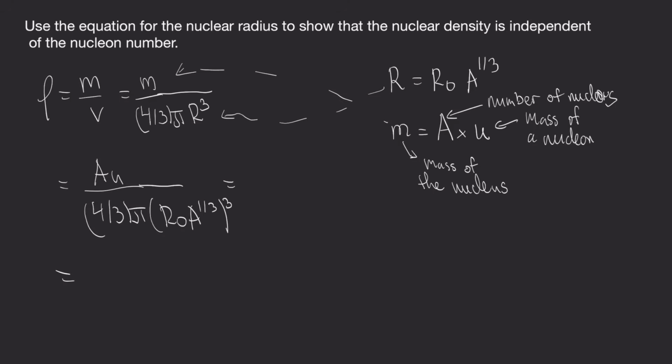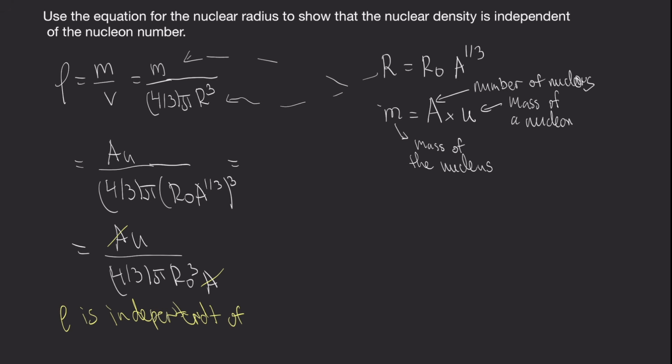Okay, well, we can see that this will be equal to AU over 4/3 pi R0 cubed. A raised to the power of a third cubed just gives us A. And notice how A cancels, therefore the density is independent of the nucleon number A.